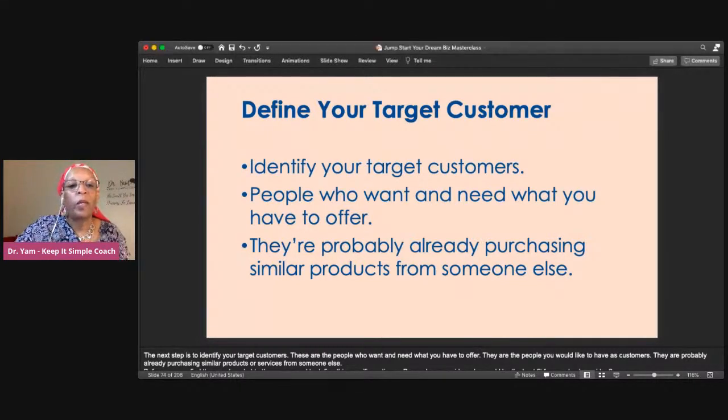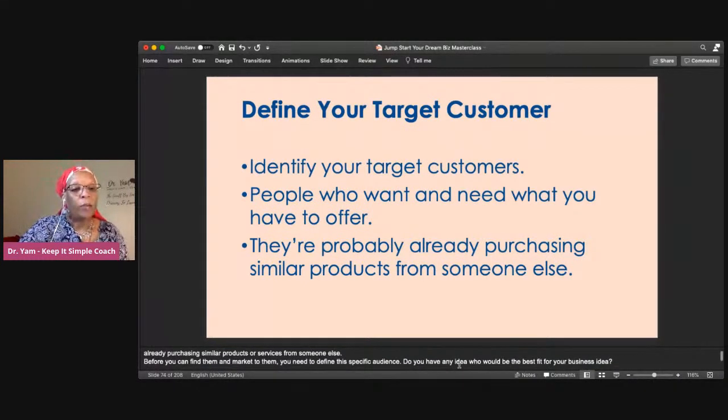Okay, we're moving on. So here again, when we want to define your target audience, the next step is identifying that customer. These are going to be the people who want and need the offer that you're going to put in front of them. These are the people who you would like to have as your customers as well. And they are probably already purchasing this product or service from someone else. Remember, we're trying to get a piece of the pie. I like Apple. So before you can find them and market to them, you want to define them in a very specific way, and again, that's what we call niching down.